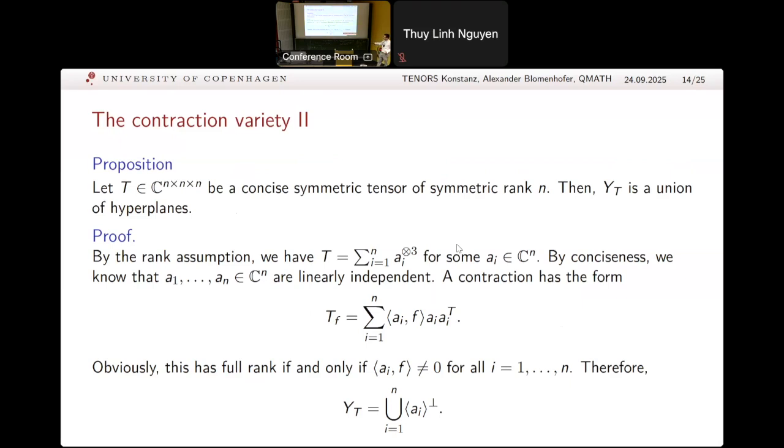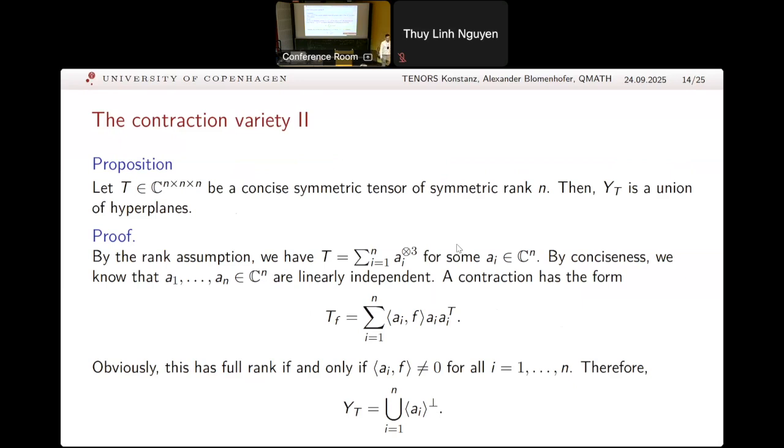They're basically the inner product of a_i with F, a_i transposed. And the a_i are linearly independent. Now, when does such a matrix have full rank? Well, this will always have full rank if the a_i F are non-zero, right? Because we have a sum of n linearly independent rank 1 terms. So basically, this has full rank if and only if this is non-zero for all i. This means the contraction variety is basically the union of all the perp spaces of the a_i.